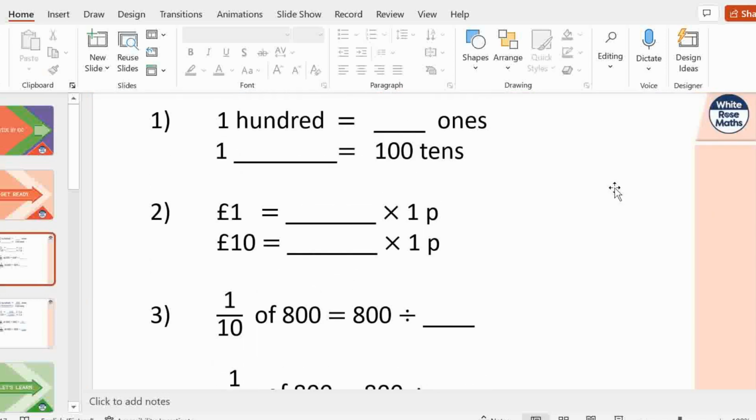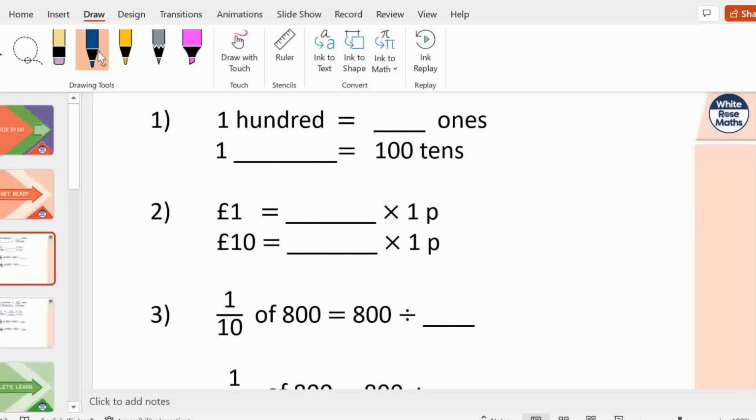Right. So this should be fairly familiar. Everybody should know this. 100 equals how many ones? Exactly. Yeah, 100 equals 100 ones. So we can just write that in.